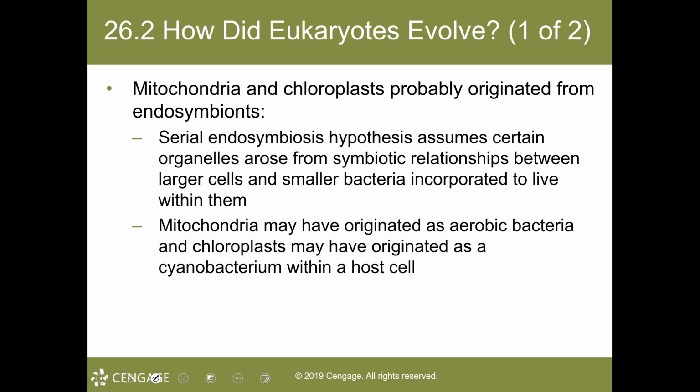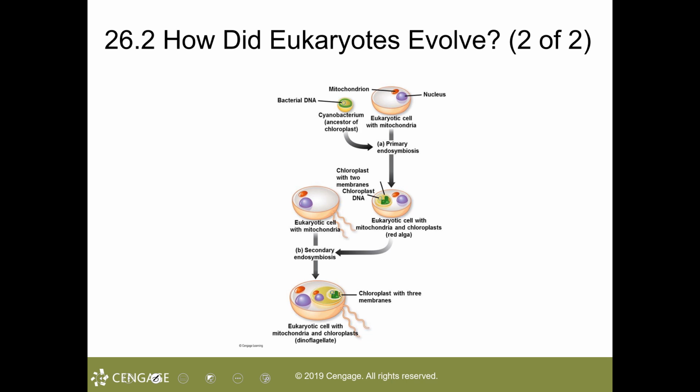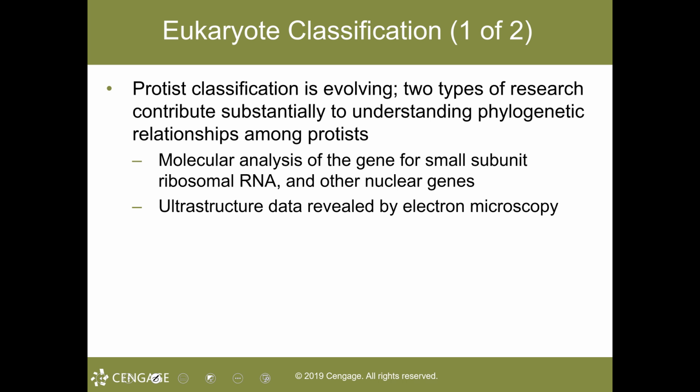So the question is how did protists evolve? Well, it was once stated, class, by this endosymbiotic theory, that mitochondria and chloroplasts probably originated from endosymbionts, in that certain organelles arose from symbiotic relationships among larger cells, and some bacteria incorporated to live within them. Well, the mitochondria may have originated, class, as bacteria, and chloroplasts may have originated, class, as cyanobacteria within a cell. So from that, let's get to prokaryote classification.